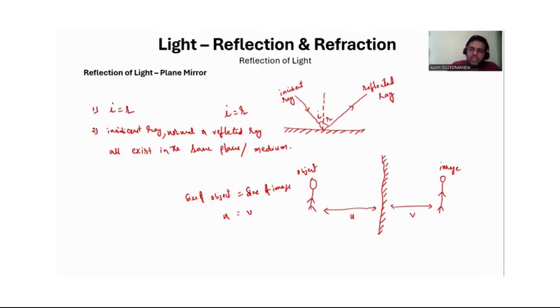The image is the same size as the object, and the distance from the object, meaning where the person is standing, and the distance of the image that appears in the mirror are the same. U is equal to V. These are the properties that a plane mirror exhibits.